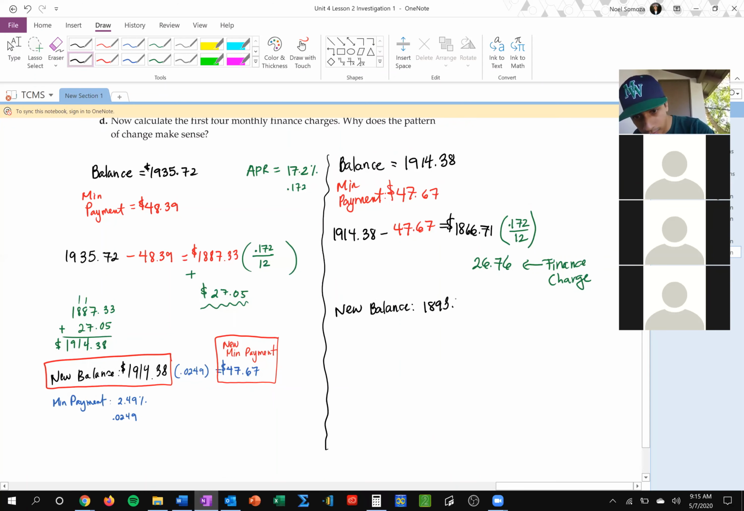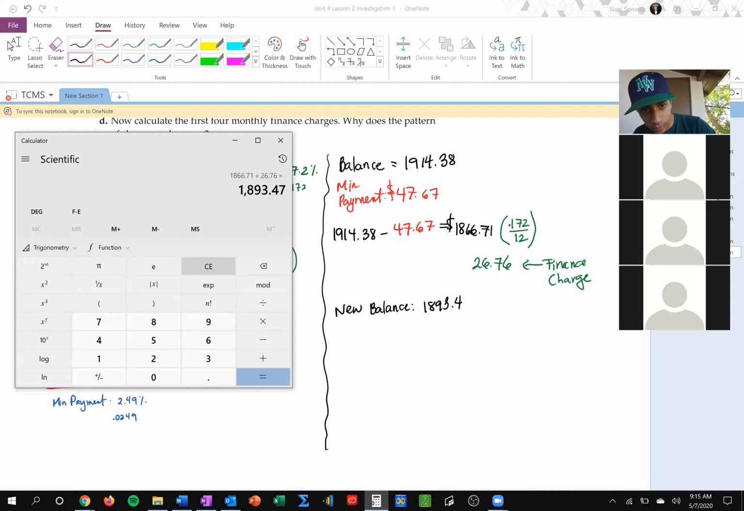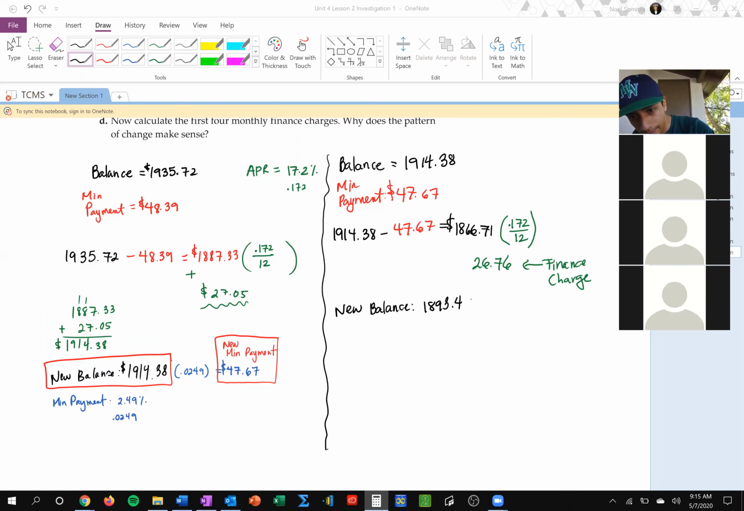$1893.47. Okay. All right. And then in order to find the new minimum payment, what would we have to multiply by?